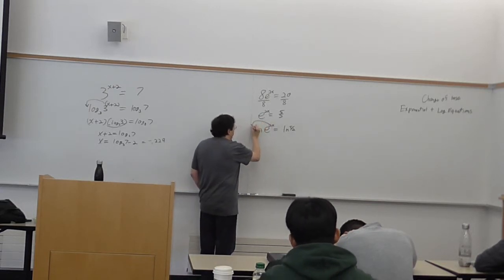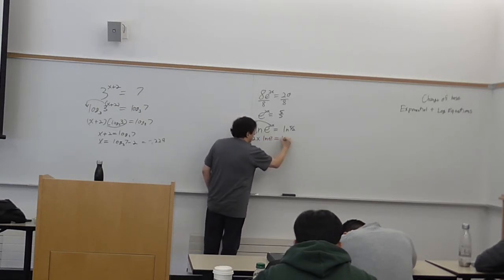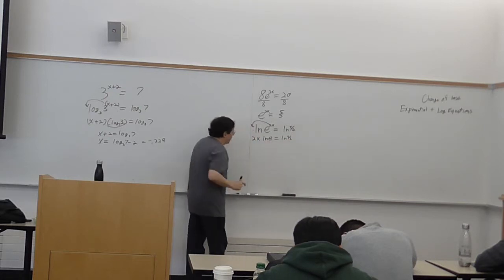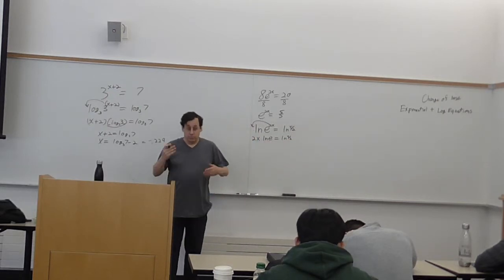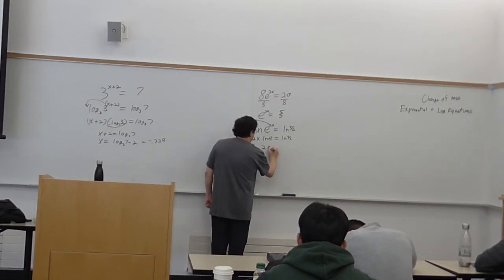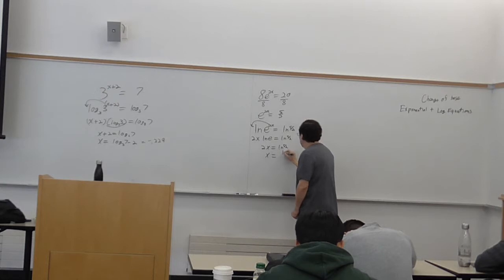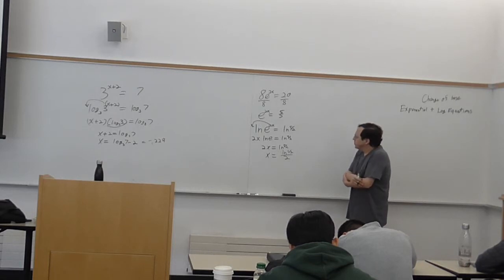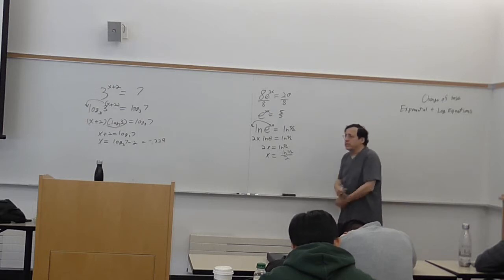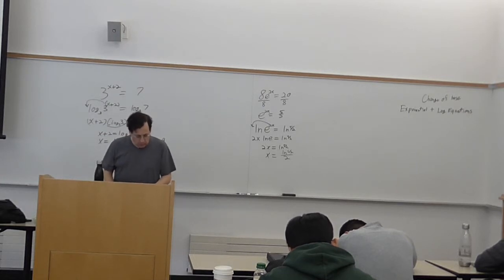Okay, move my exponent out here. The natural log of e is, of course, 1. So we just have 2x equals the log of 5/2, and finally x equals the log of 5/2 divided by 2. Okay. Question? No. Nope. Okay. All right.